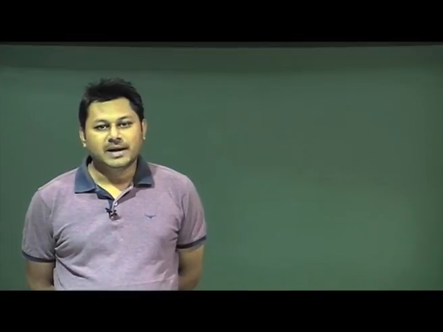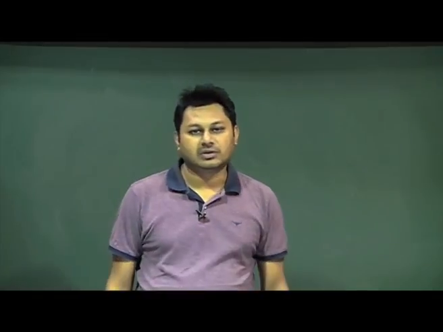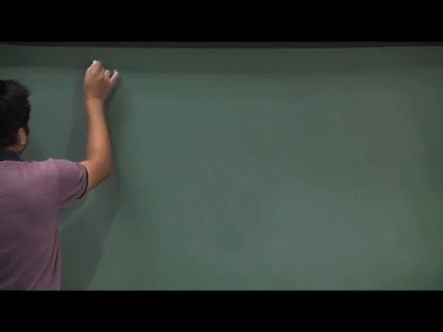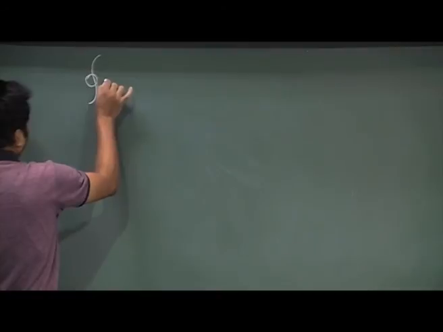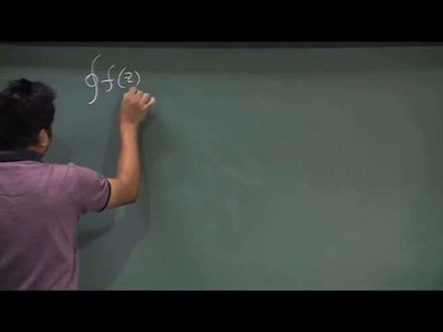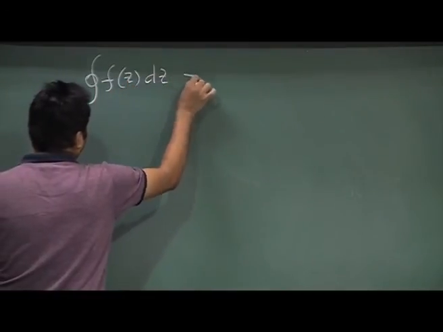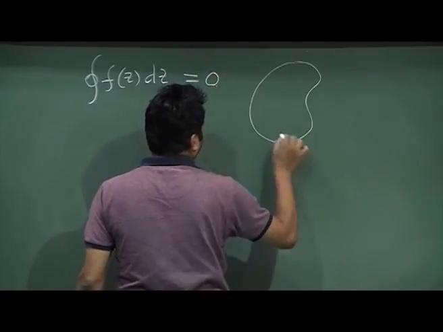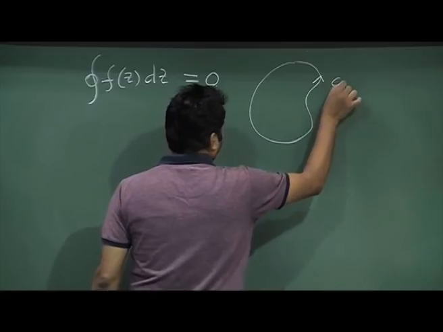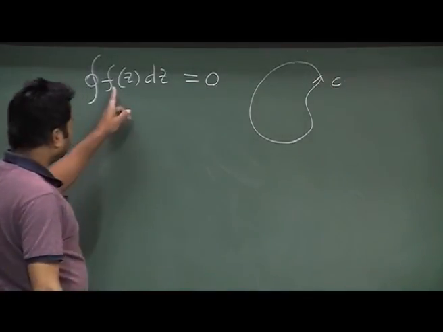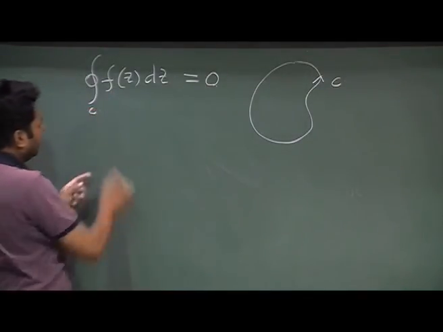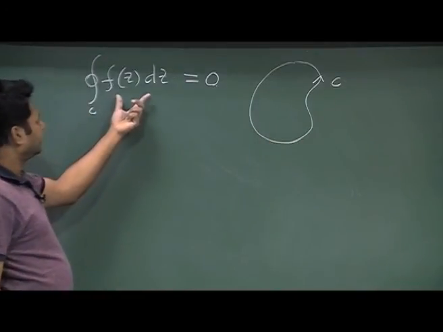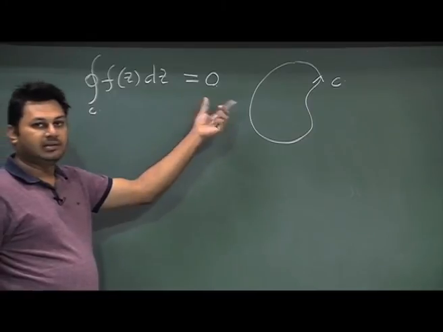So, welcome back, students. Next class of complex analysis. In the last class, we discussed the Cauchy-Goursat theorem. We suggested that if we have a region bounded by some curve C, and if the function f(z) is analytic in this region, then the total integration of this value will be 0.